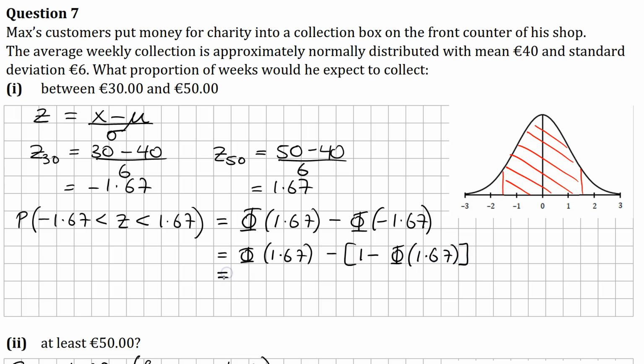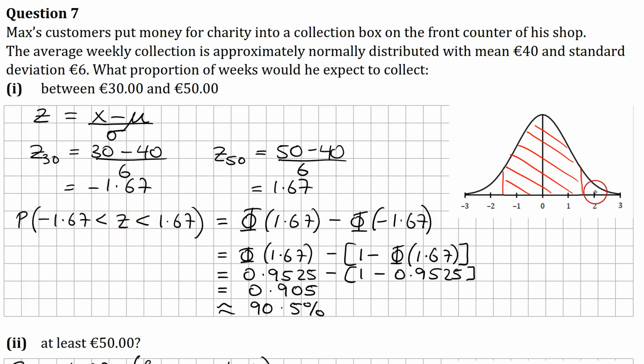Okay, so when I look these up in my tables book, I get 0.9525 minus [1 minus 0.9525]. Same figure, obviously, and that gives me a total of 0.905, which is approximately 90.5% of the time.